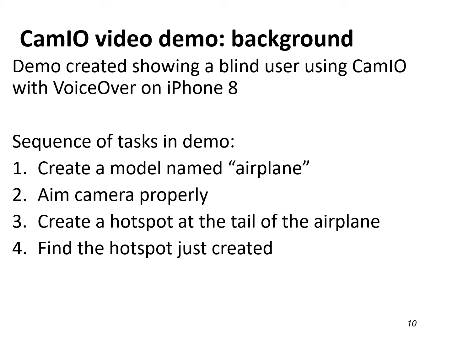Okay, just a bit of background on the demo. We created this demo showing a blind user running CamIO with VoiceOver on an iPhone 8. And there are 4 main tasks in this demo. It's a very short and simple demo. The first part is to create a model named Airplane. The second part is to aim the camera properly to make the cricket stop. Next, create a hotspot at the tail of the airplane. And then the last part is just to find the hotspot that was just created and to hear it read aloud.